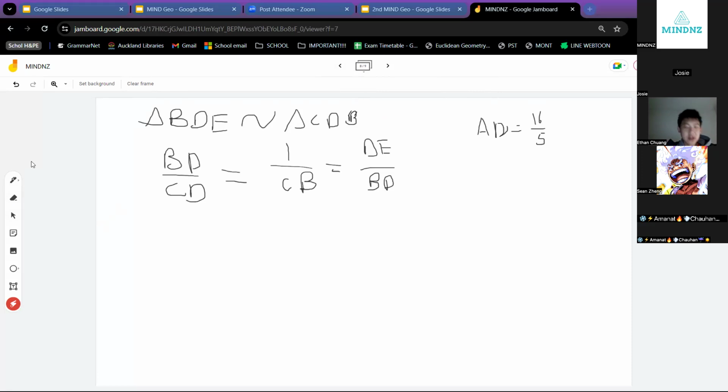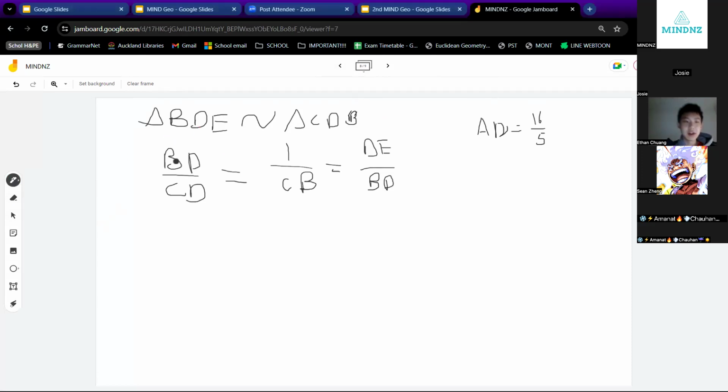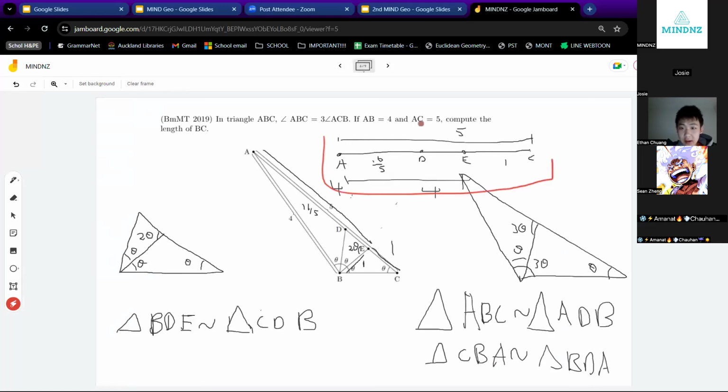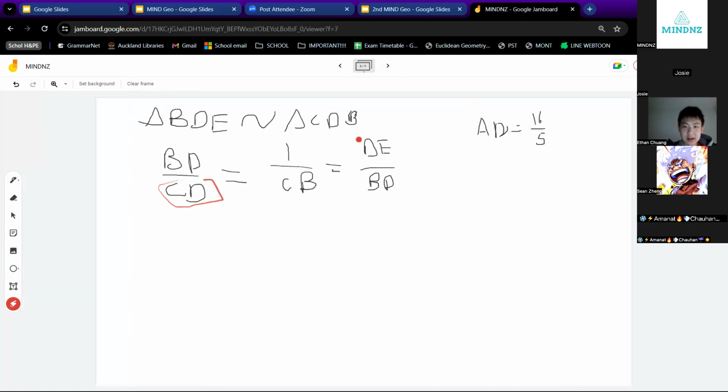I'll just give you a general overview of the solution without the numbers because I don't want to calculate everything. But we can basically calculate CD and DE from this thing over here. We'll first calculate DE since we know that DE equals 4 minus 16 over 5, right? So that's this line here, DE. And then whatever DE is, you add 1 to find CD. So we can basically find CD and DE.